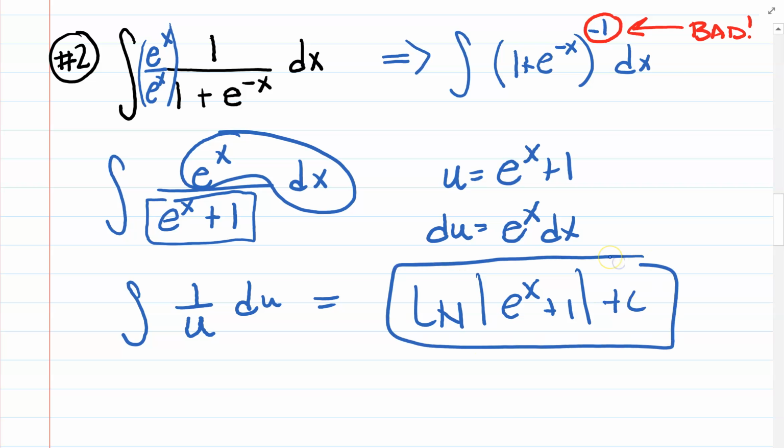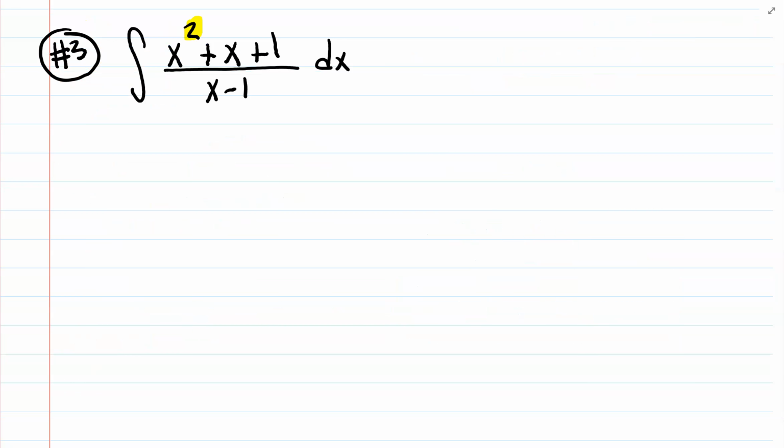So the real trick here is figuring out what to multiply by in order to pick a u so that its derivative is a factor of the integrand. And more often than not, when you're dealing with this, it's going to be some value of e to the x. So that's option number 2 that we've seen so far.